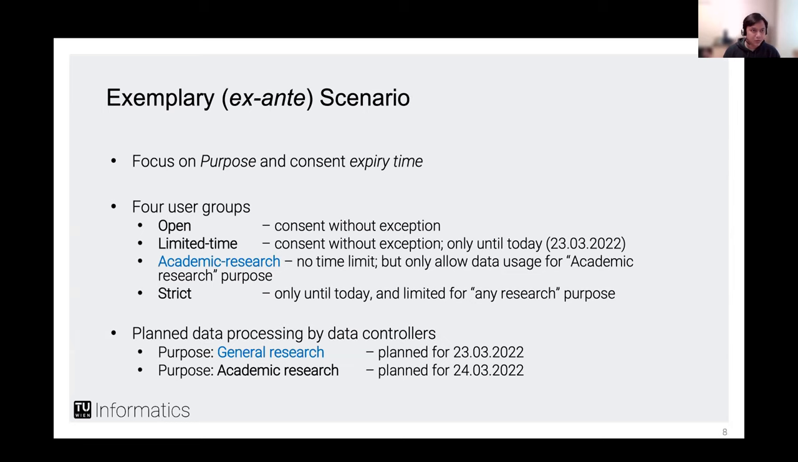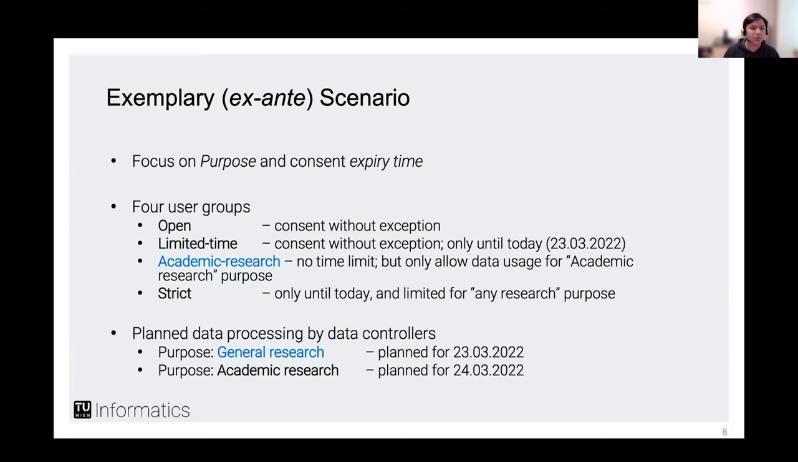Let's now try to bring this down to the ground to make it more concrete. Let's provide an example here. Let's say you have four different user groups with different consent provided to your system for their personal data. There is the open one, which provides consent without any exception, so you can use it for anything. The limited time one only says you can use my data, but only until a certain time, like today, for example. The academic research one means there is no time limit, you can use it anytime, but only for academic research. And the fourth user group says consent is only for a strict purpose: I have the time limit until today and only for any kind of research, but not for non-research purposes. Those are the different user groups that give their consent.